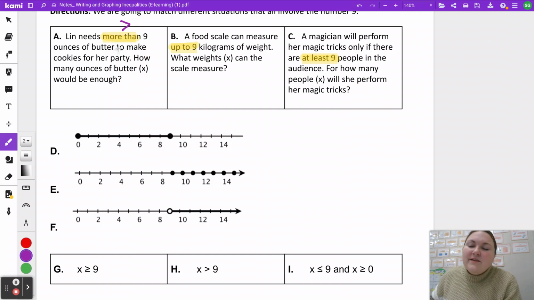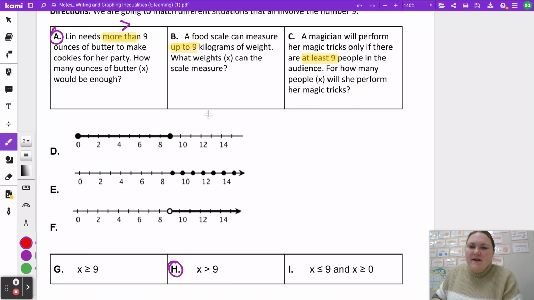If you say more than 9, you are only talking about numbers more than. So that means we do not want it to be 9. We only want more than. So that would be our greater than sign, and we have figured out that A is going to match with H. Lynn needs more than 9 ounces of butter, means X, the amount of butter she needs, is greater than 9. Let's go ahead and finish up matching the stories with the inequalities, then we can go back and do the graph.